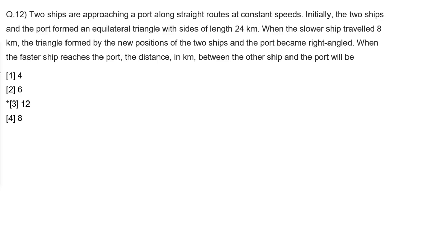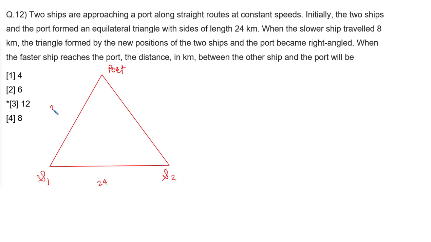Two ships are approaching a port along a straight route at constant speeds. Initially, the two ships and the port formed an equilateral triangle with sides of length 24 km. So let's have a look at the diagram. So this is an equilateral triangle of dimension 24 km. This is the port. This is ship 1. This is ship 2. And these distances are 24, 24 and 24.